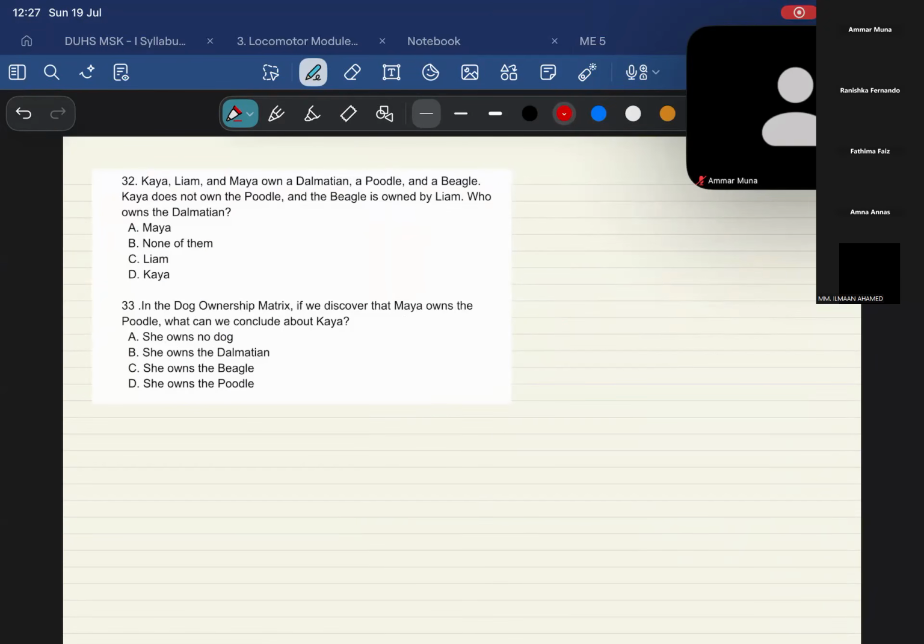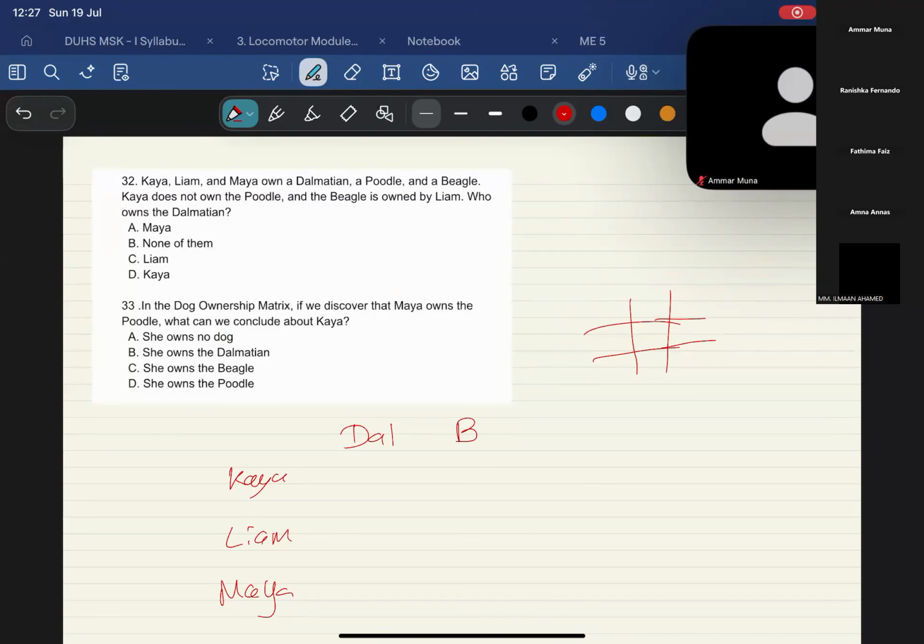Kaya, Liam, and Maya own a Dalmatian, a poodle, and a beagle. Kaya does not own the poodle, and the beagle is owned by Liam. Who owns the Dalmatian? So again, this is another grid sort of question where we'll have to figure out who owns what. So we have three people: Kaya, Liam, and Maya. So what are the breeds of the dogs here? Dalmatian, poodle, and beagle.